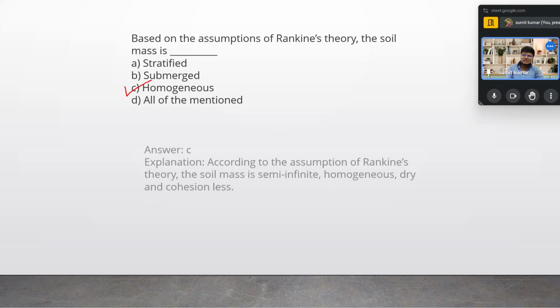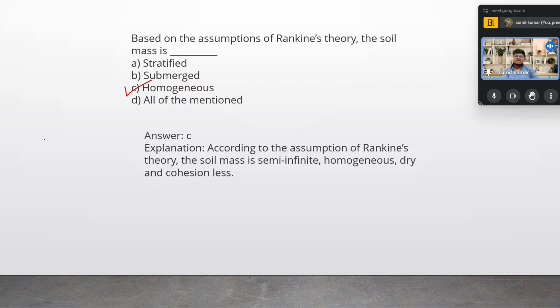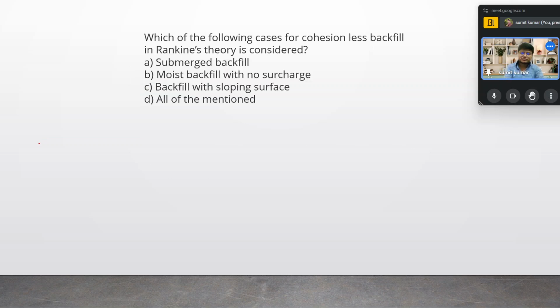Yes, over here you can see the answer is written: according to the assumptions of Rankine theory, the soil mass is semi-infinite, homogeneous, dry, and cohesionless. That's what we have mentioned. Okay, no problem. Now we will move to the next question.